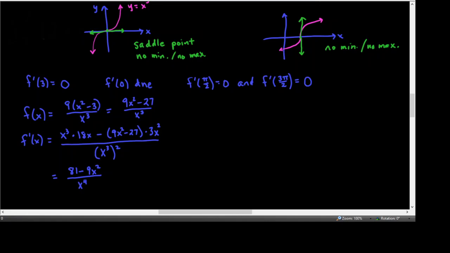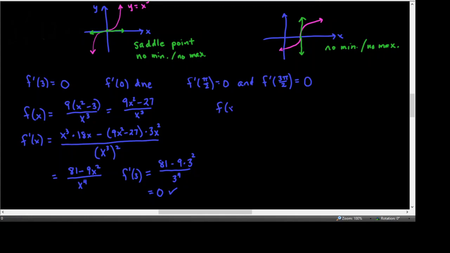And the question would be, is my statement that f prime of 3 is 0? I did that using a visual check. I think I'm right, but let's double check that. What's (81 minus 9 times 3 squared) over 3 to the 4th? Well, that's 0. Exactly what I guessed it would be. Okay, let's look at the second one.